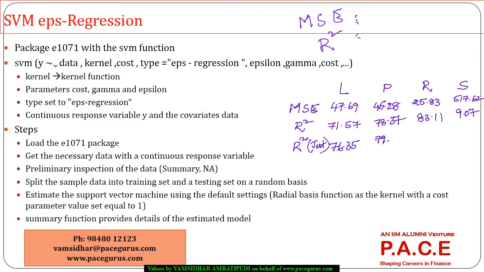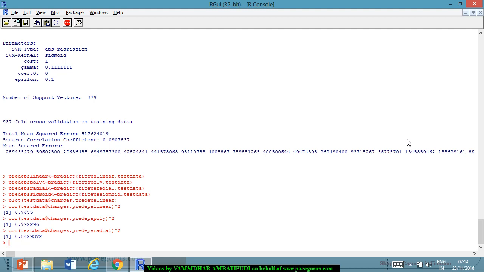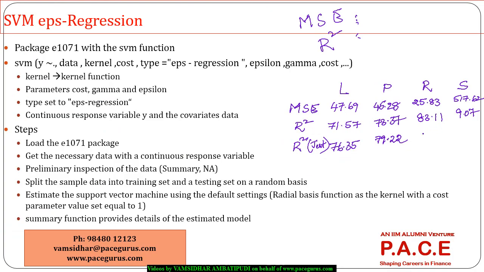So polynomial is doing a slightly better job, but when it comes to the radial kernel, the radial has given me 86.29% accuracy on the testing data. So that is where probably I can rely very heavily on my radial function, right? That's the kind of error that is coming out.